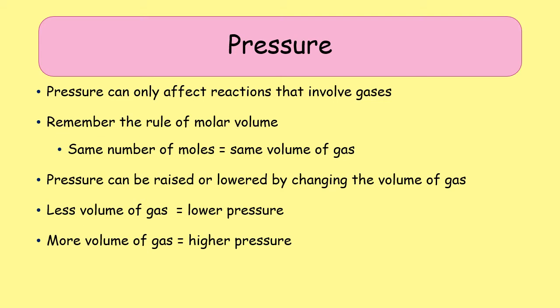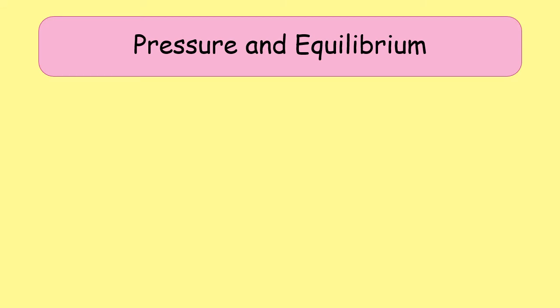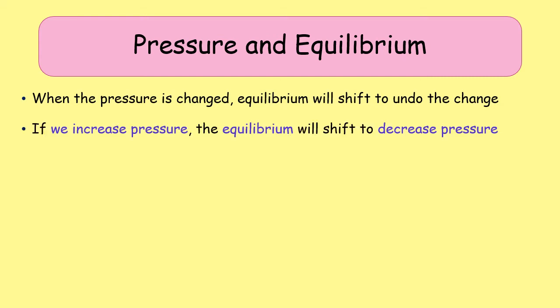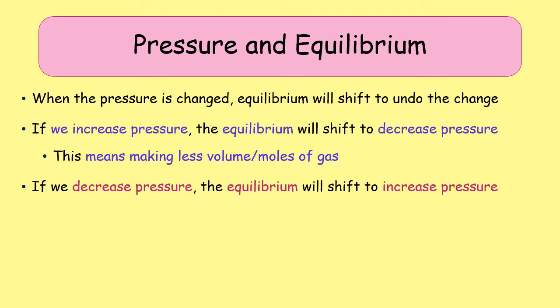And remember, the system always wants to undo what we have done to it. So we're going to look at how pressure can affect equilibrium. When pressure is changed, equilibrium will shift to undo the change. If we increase pressure, the equilibrium will want to decrease pressure. It will do this by making less volume or fewer moles of gas. If we decrease the pressure, the equilibrium will want to undo that, so it will want to increase pressure, and that means it would need to make more volume or more moles of gas.